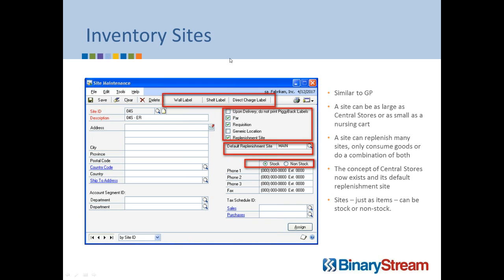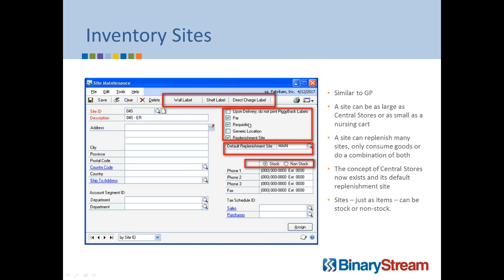Okay, inventory sites. Inventory sites in Great Plains work exactly the same in distribution-based as they would in consumption-based, except we've added some different features and functionality to it. An inventory site can be as small as the smallest nursing cart with a few instruments and bandages and syringes on it, right up to central stores. When it comes to inventory sites, the size of the inventory site does not matter. Okay, they're all inventory sites.